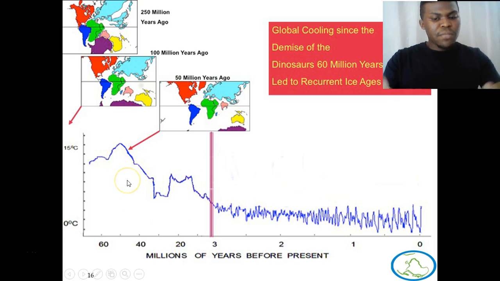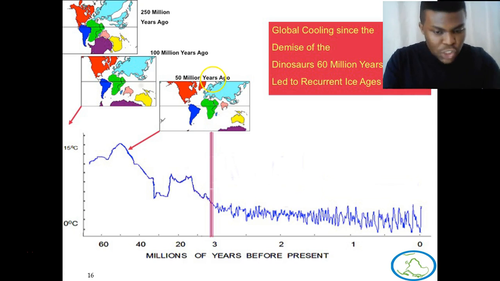So about 50 million years ago, the continents assumed their current configuration, which prevented oceans from buffering changes in the climate as they did previously, therefore resulting in global cooling, also known as the Ice Age.